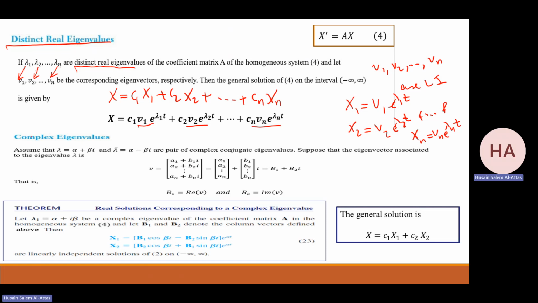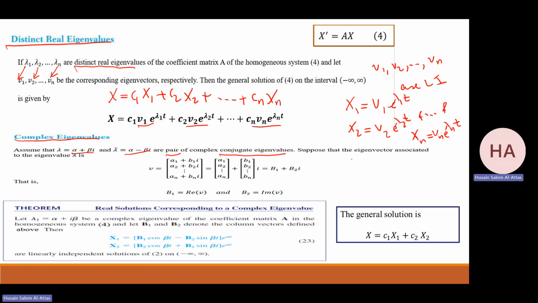A second case, if I have non-real eigenvalues, how to write the non-real eigenvalues? This is the way to write the non-real. If the equation has only real coefficients, then if I get a non-real eigenvalue, I will get its pair as also a solution, because they come as a pair of conjugate eigenvalues. So you have lambda equals alpha plus beta i and alpha minus beta i.